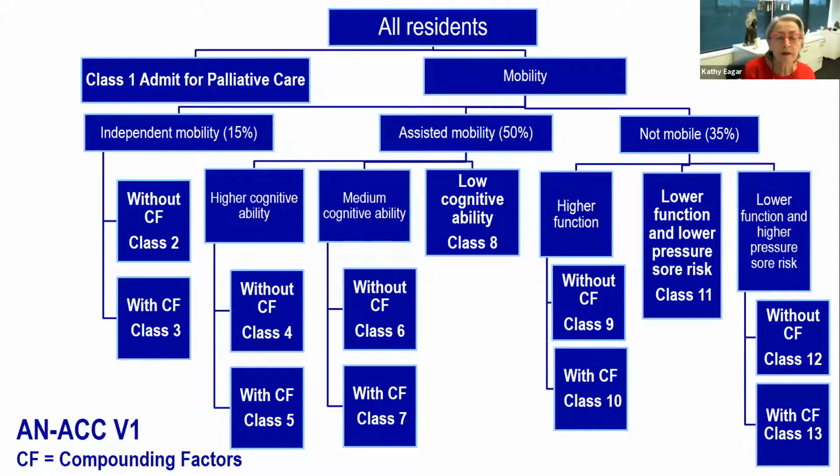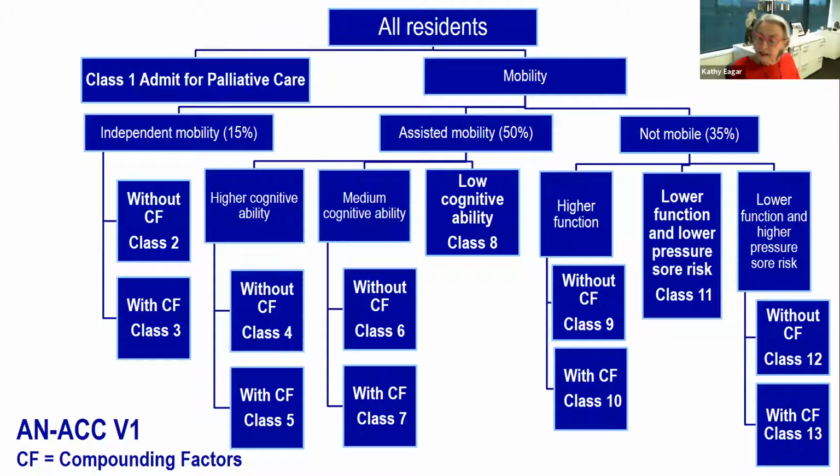For the 15% of people who are independently mobile, there are two classes, class 2 and 3, defined as with and without compounding factors. And those compounding factors are behaviour, cognition, functional abilities, and a whole lot of other things in an algorithm. For the group in the middle, the assisted mobility group, the very next split, the best predictor for that group, is how cognitively impaired they are, into high, medium and low cognition. And again, it splits into with and without compounding factors.